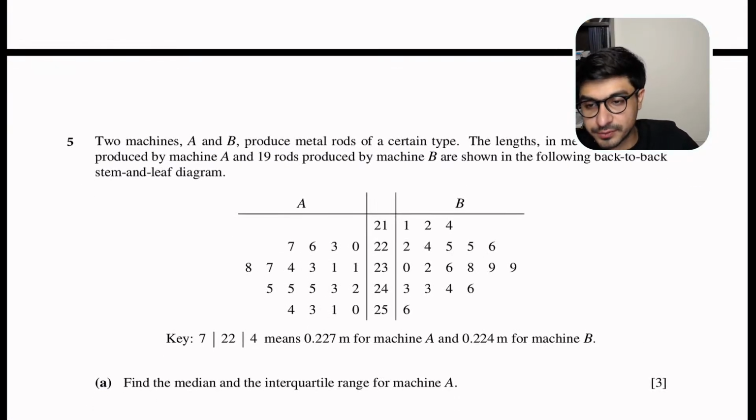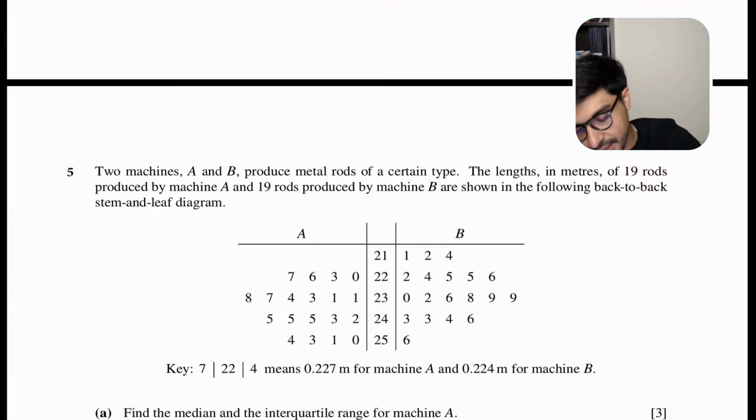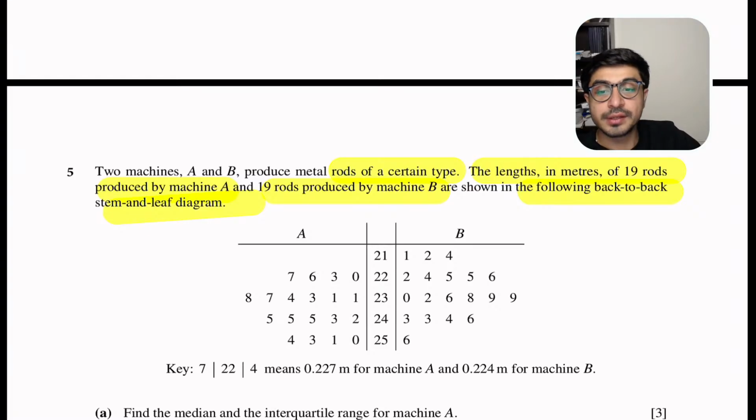First of all, they're saying two machines A and B produce a metal rod of a certain type, right? The length in meters of 19 rods produced by machine A and 19 rods produced by machine B are shown in a back-to-back stem and leaf. A back-to-back stem and leaf is basically two stem and leaf plots made together, right?